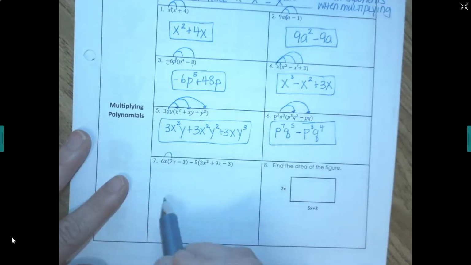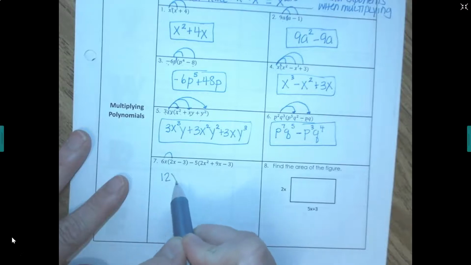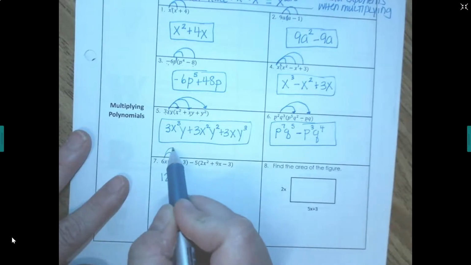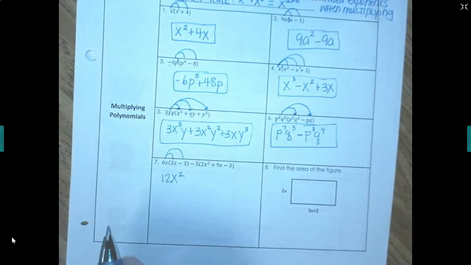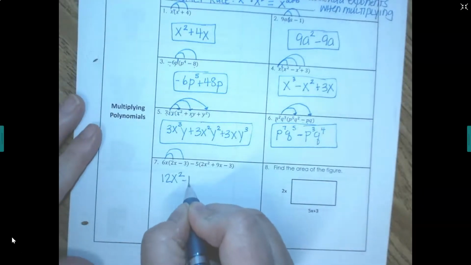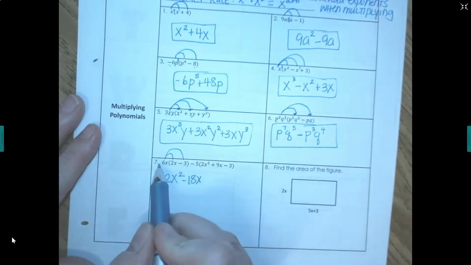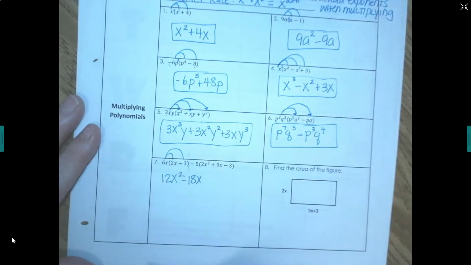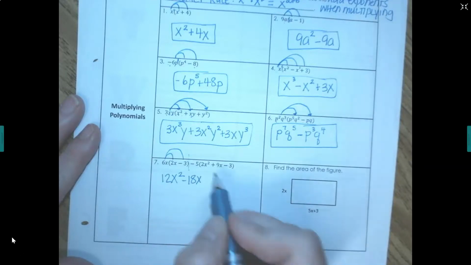So we have 6x times 2 is 12x squared. We have 6x times negative 3, which will be negative 18x. Now we're done. That ended that distribution. Now we have to distribute the negative 5 through this parenthesis.